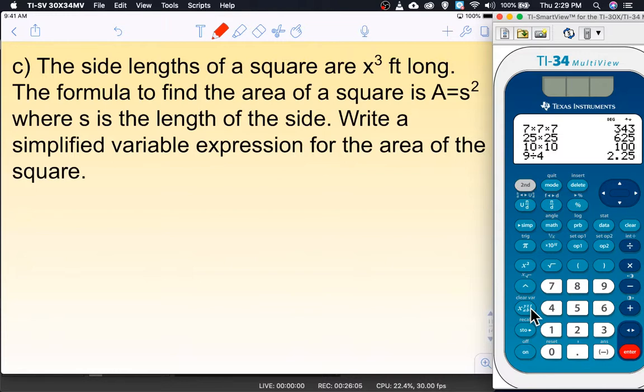I want you to actually try this one first. I want you to pause the video, try this problem, and let's see what you get. If you get stuck or when you're done, hit play and we'll go through it together.